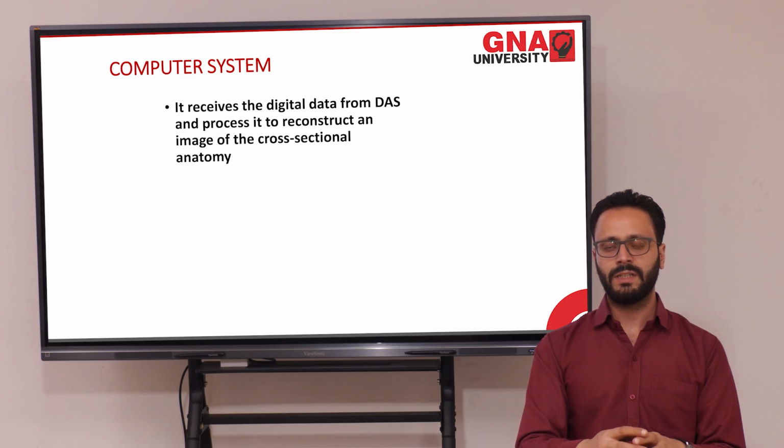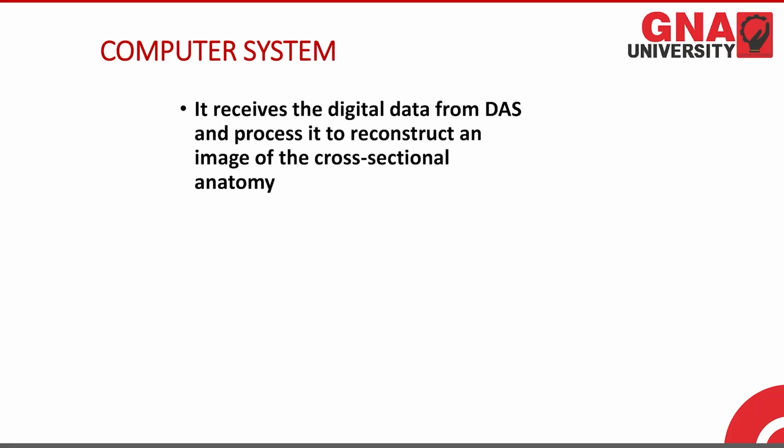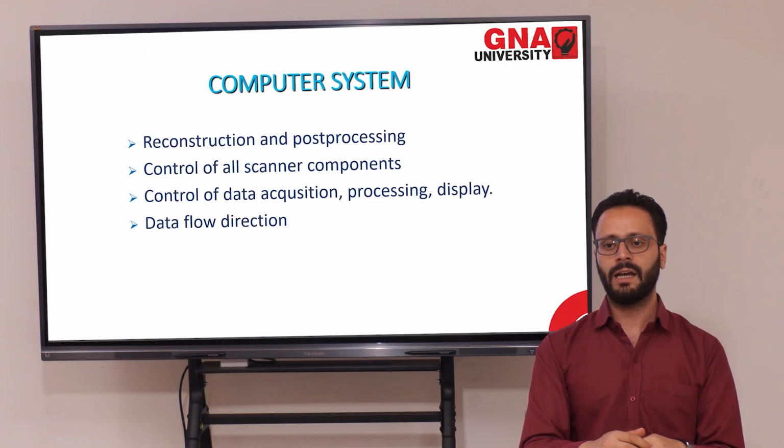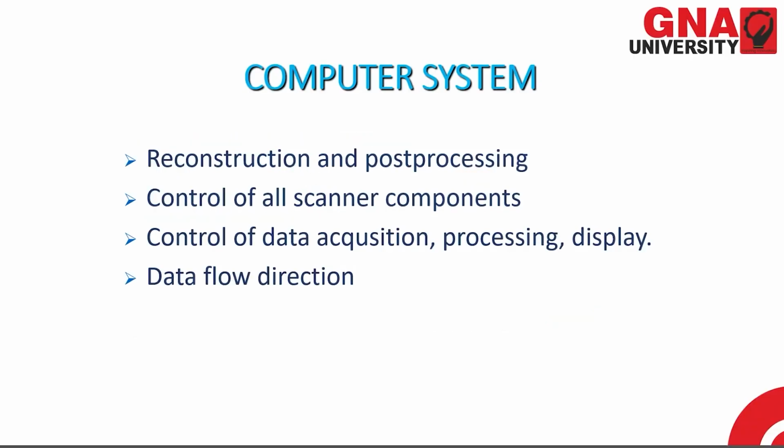The next major system of CT instrumentation is the computer system. The computer system is centrally located and it receives digital data from the data acquisition system, and those data are then processed and reconstructed into a cross-sectional image. What are the functions of the computer system? It has to do the reconstruction and post-processing of the image, control all of the scanner components, that means giving them signals, and control data acquisition, processing, display, and data flow directions.